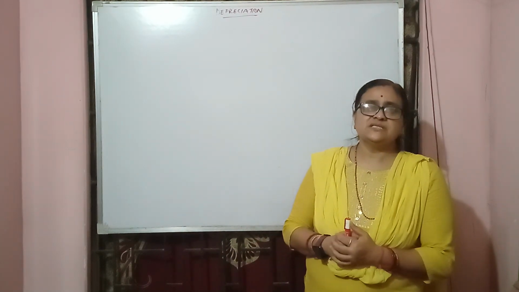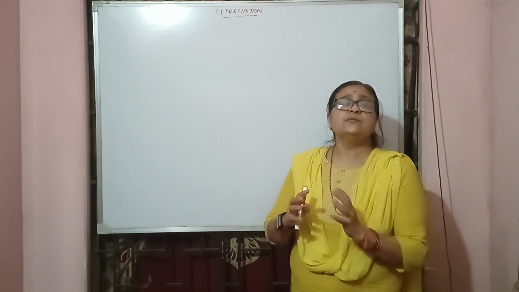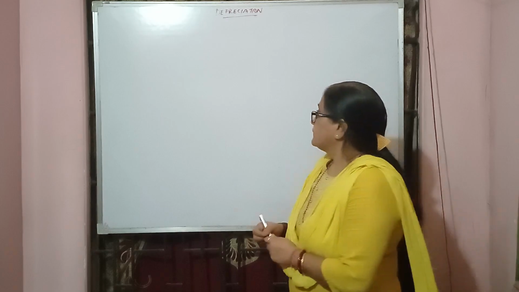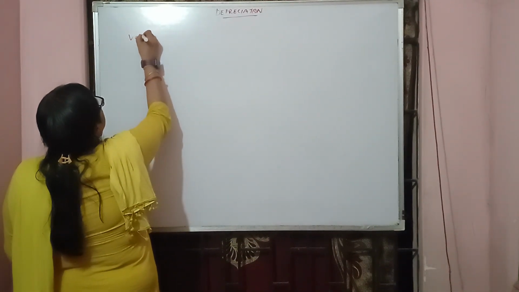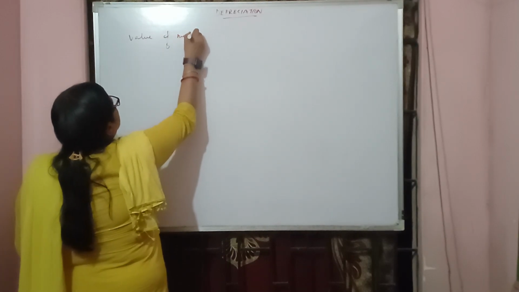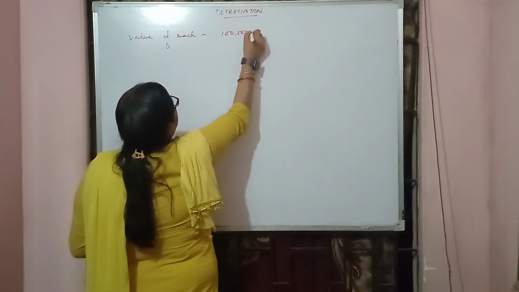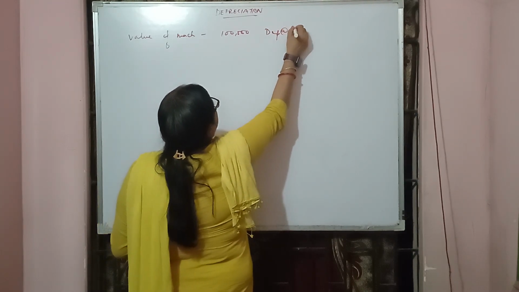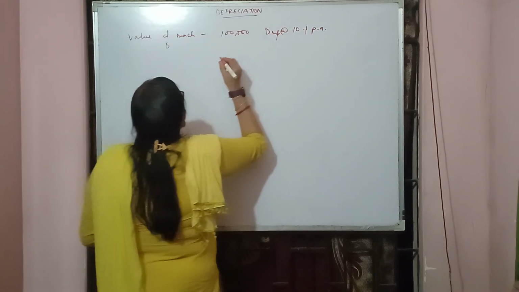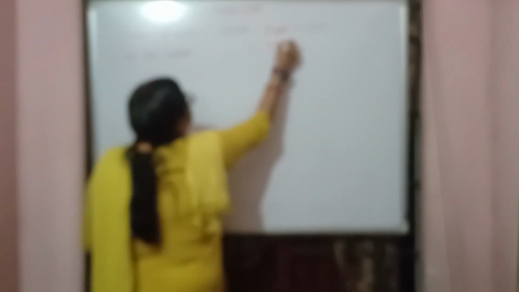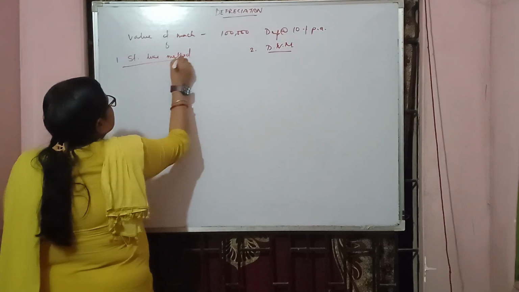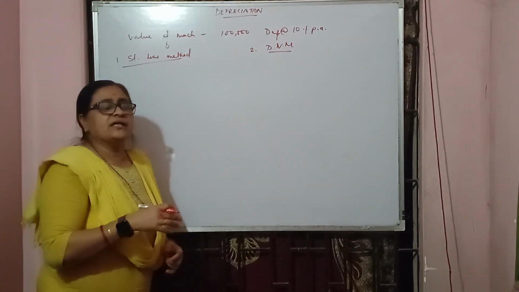Now when the machine is purchased, let us assume the machine is of 1 lakh and depreciation is 10% per annum. We will show the working in both the methods here. Let's have a look. The value of the machine is 1 lakh, and depreciation is at the rate of 10% per annum. Method number 1 is the straight line method, and method number 2 is the diminishing value method. So let us try to do the working in both the methods.